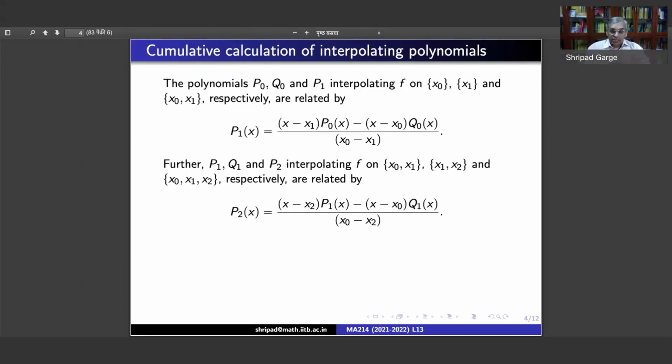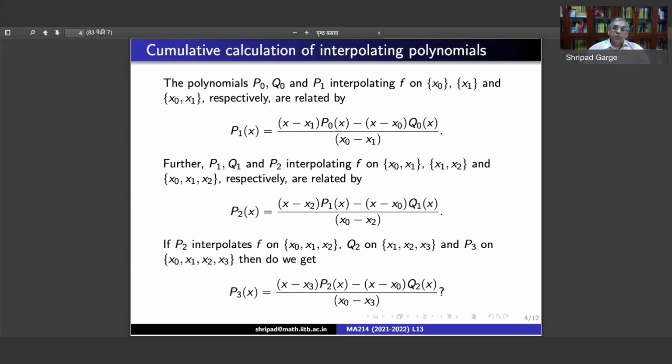Okay, and then there is this formula, and I had asked you whether the same formula will hold for P3 in terms of P2 and Q2. Indeed, it holds, and I hope you had thought about this. You have given some thought to this, and you may have a solution.